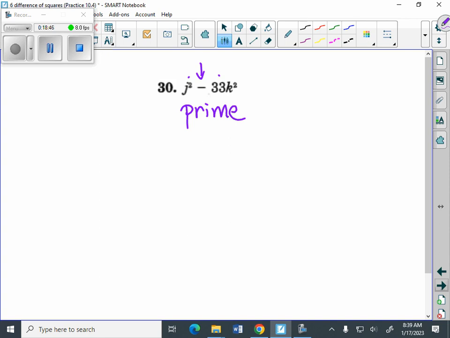Watch out. Do you have a minus sign in the problem? Because you have to have a minus sign in the problem to do the difference of squares. Can you take the square root of everything? If you can, then you can factor the problem.